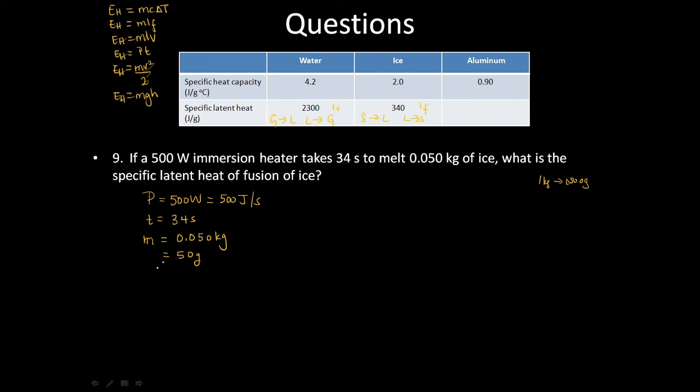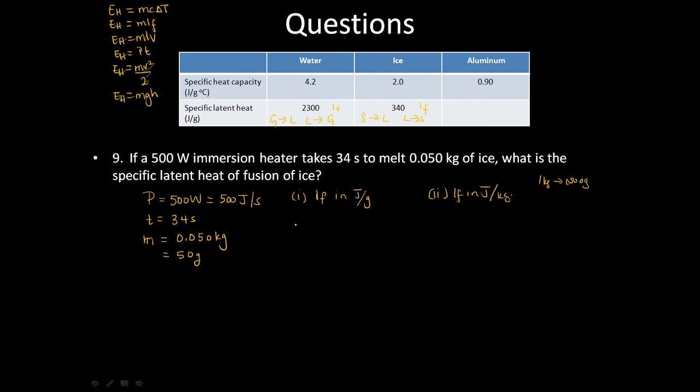And then from there, what else do we have? What is the specific latent heat of fusion of ice? So we know that at some point, I'm going to do part 1 in grams. So we're going to look for LF in units of J per g, and then in part 2 we're going to look for it in J per kg.